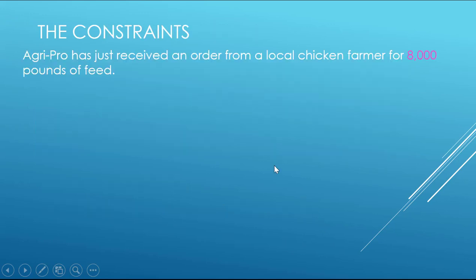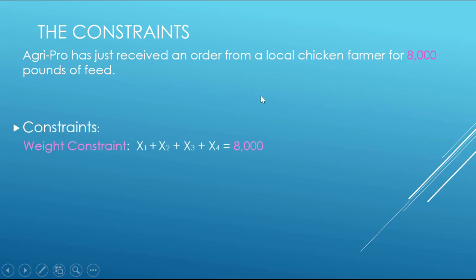The constraints. First of all, AgriPro has just received an order for 8,000 pounds of feed for a chicken farmer. We know that we need a total of 8,000 pounds, so the total weight between all 4 types of feeds blended together needs to total 8,000 pounds. Now the farmer wants this feed to contain at least 20% corn.